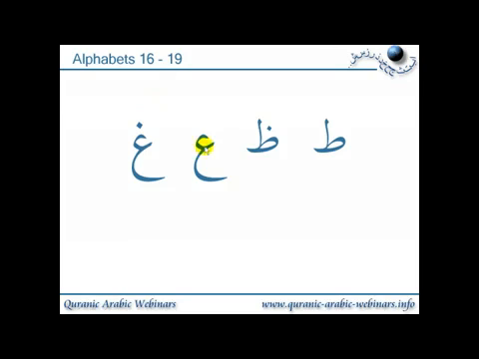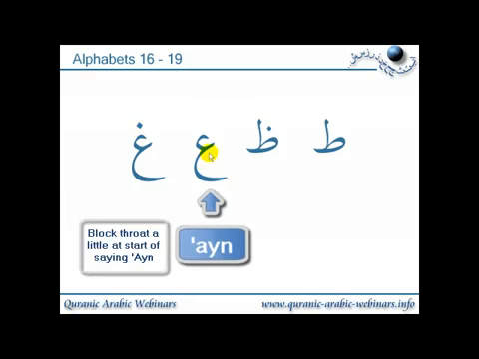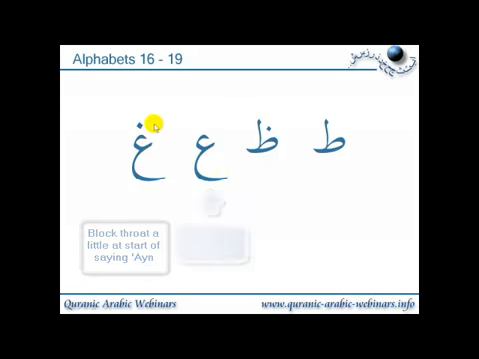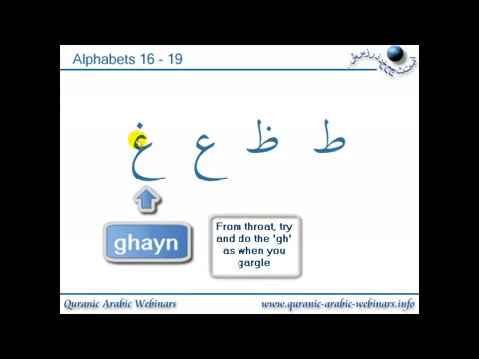The next two with a small curve at the top and the big curve underneath, the second one having a dot. The first one is Ain. The second one is Ghain.